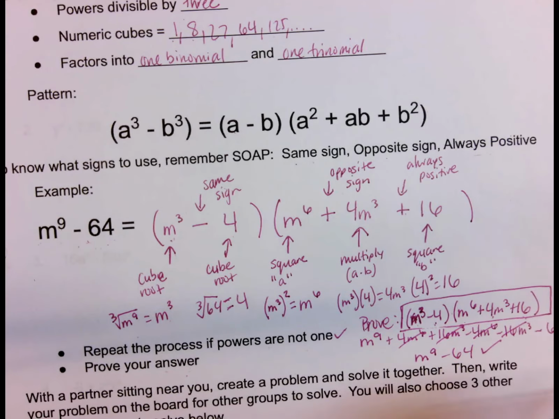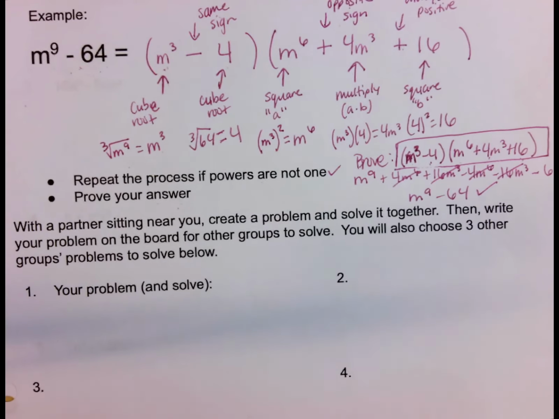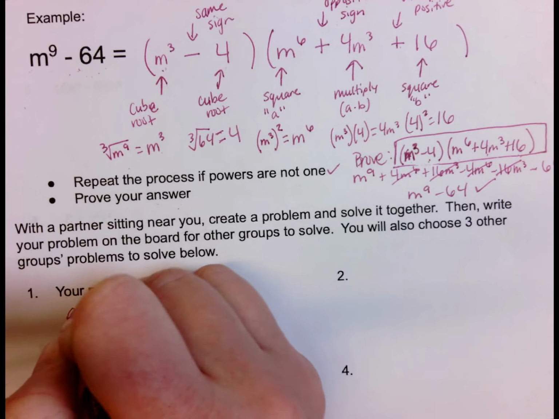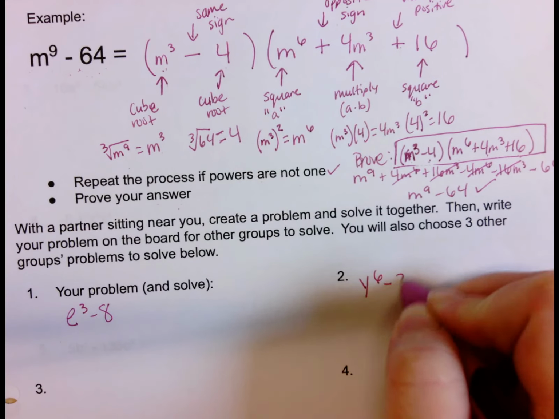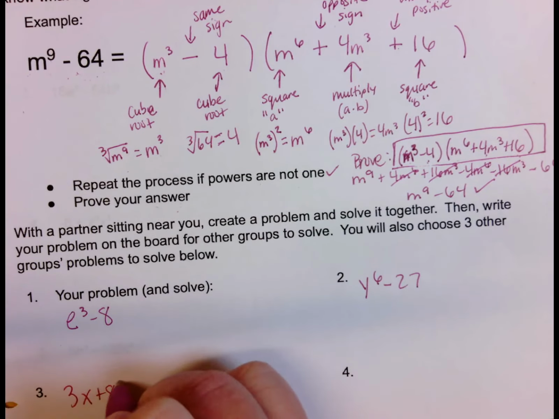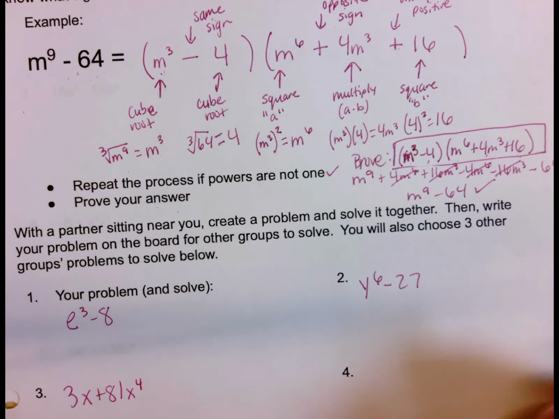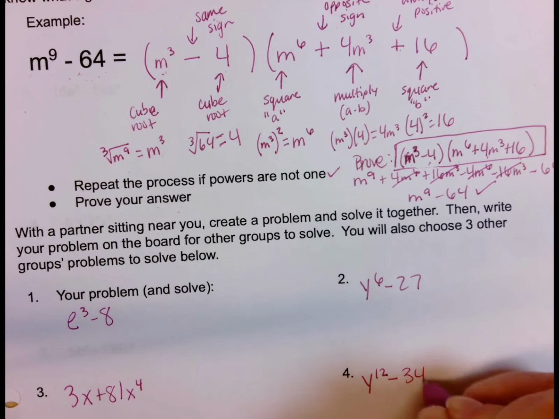Now, instead of doing partner work here at the bottom, what you're going to do is 4 practice problems, okay? So I want you to do e cubed minus 8. I want you to do y to the 6th minus 27. I want you to do 3x plus 81x to the 4th. And I want you to do y to the 12th minus 343.